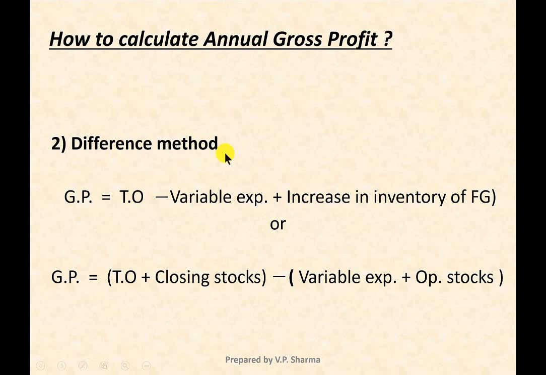The other method is the difference method, which says the gross profit can be calculated by this formula: turnover minus variable expenses plus increase in inventory of finished goods. So if at the end of the year the inventory of finished goods is on the higher side, then it is to be added. Or the other way around, we can see the same formula: you add the closing stock to the turnover and you add the opening stock to the variable expenses, and the difference gives you the value of gross profit.